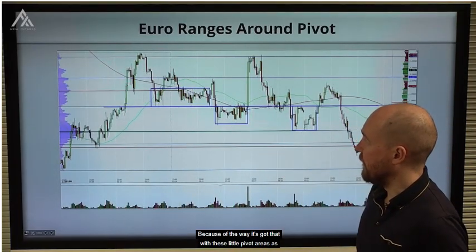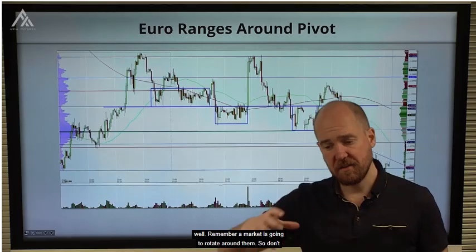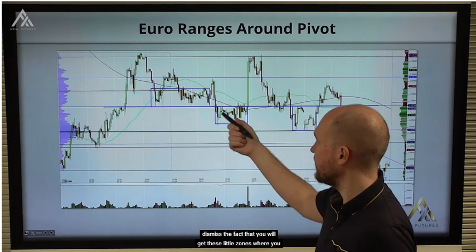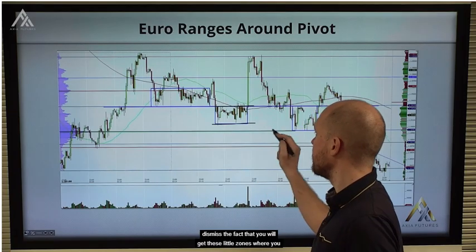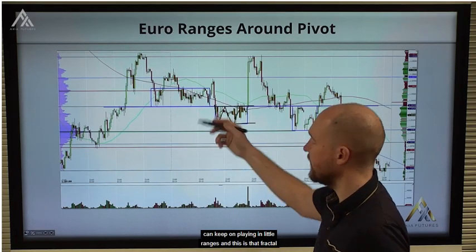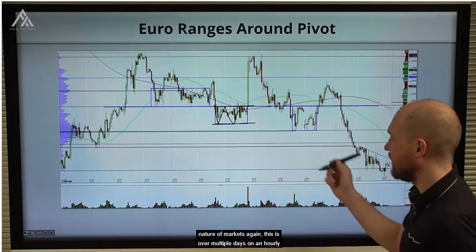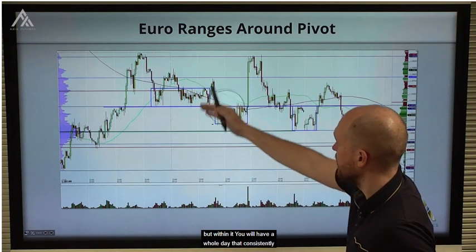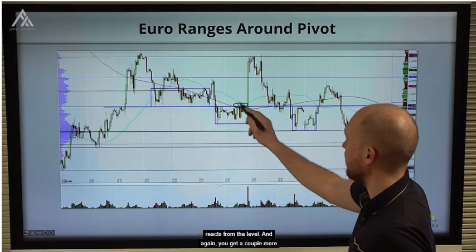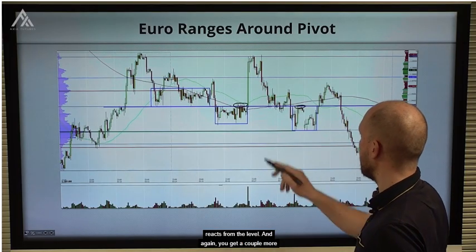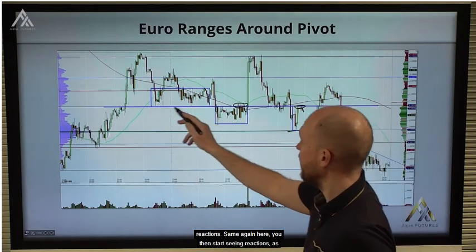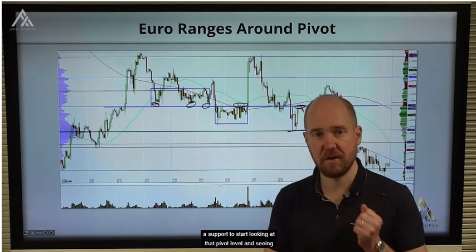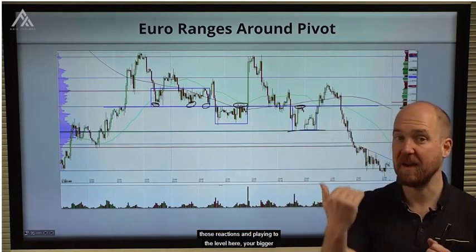With these little pivot areas as well, remember a market is going to rotate around them. So don't dismiss the fact that you will get these little zones where you can keep on playing it in little ranges. And this is that fractal nature of markets again. This is over multiple days on an hourly. But within this, you will have a whole day that consistently reacts from the level. And again, you get a couple more reactions. Same again here. You then start seeing reactions as a support. So it's about looking at that pivot level and seeing those reactions and playing to the level.